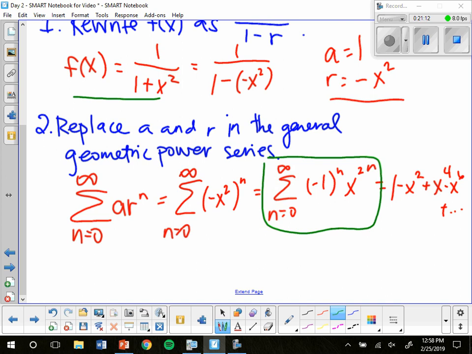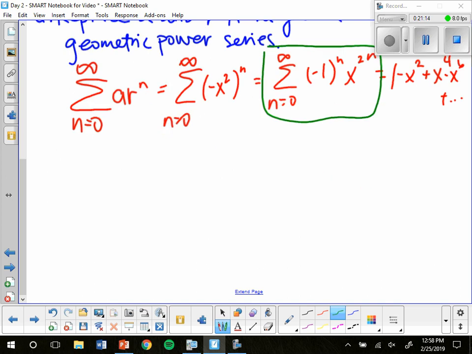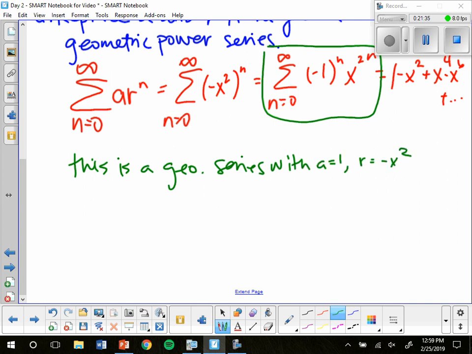So we need to find the interval of convergence. Generally, how do you find interval of convergence? Ratio test. You could ratio test this, but we don't have to because it's geometric. So because it's geometric, we know this is a geometric series with a equal to 1 and r equals negative x squared. We know it's geometric, which just means that the absolute value of our r has to be strictly less than 1. That's what a geometric series tells us. So this is how we can figure out it's going to converge when that's true.